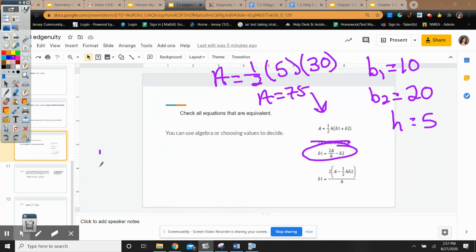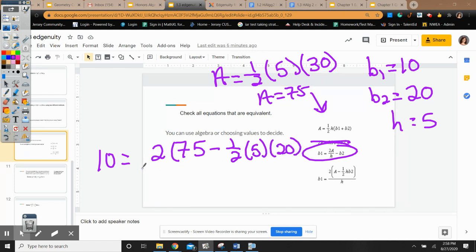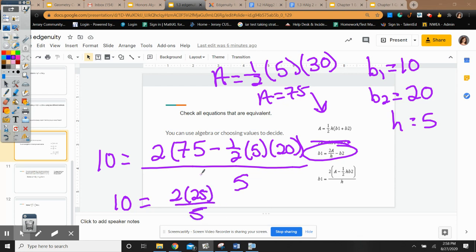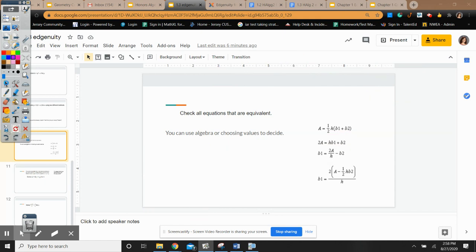How about the last one? B1, that's 10. Does that equal 2 times 75 minus 1/2 of 5 times 20, all over 5? Well, 10 equals 75 minus 0.5 times 5 times 20. This will be 25. So 2 times 25 over 5. Does that look like it works out? 2 times 25 is 50 over 5. This last one works out as well. So the top one and the bottom two are all equivalent.